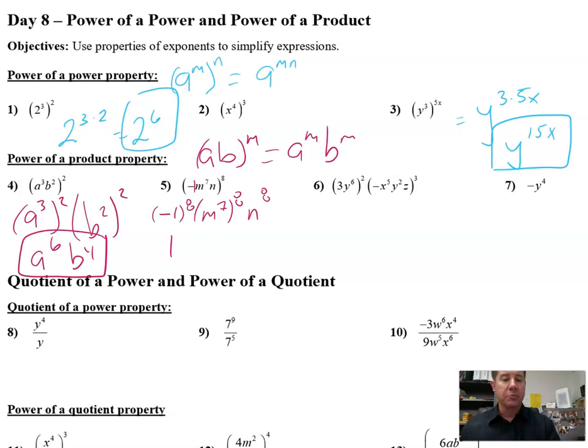Power of a power, I'm going to multiply. 7 times 8 is 56. And then this n really had a power of 1. 8 times 1 is 8, so this just becomes n to the 8th.